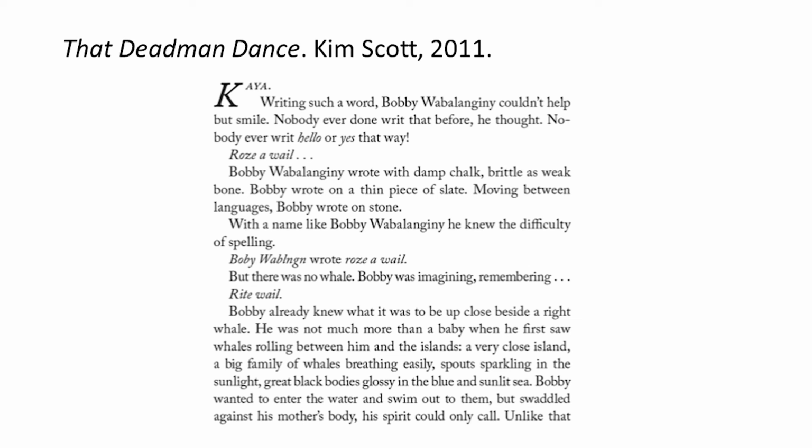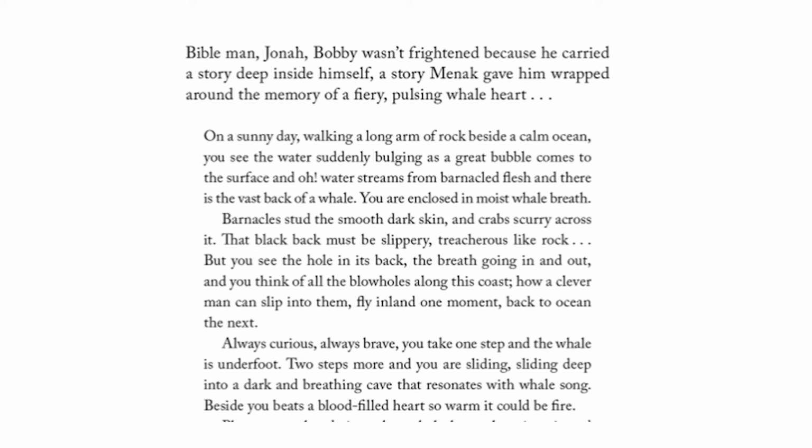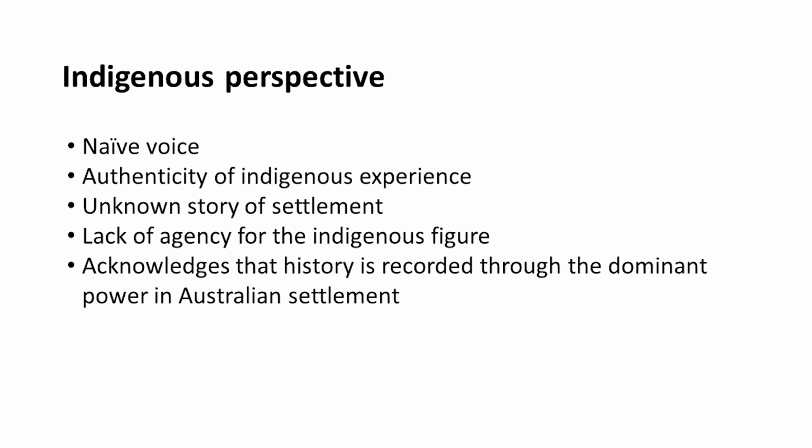So some of the things you might have seen by looking at that excerpt from the prologue of That Dead Man Dance is that the Indigenous perspective is really brought forward to us by a naive voice, Bobby's voice. There's an authenticity of the Indigenous experience that comes forward here. It's also an unknown story of settlement. We haven't got many Indigenous perspectives on that moment of settlement, but what we see is that there is a lack of agency for the Indigenous figure, Bobby.